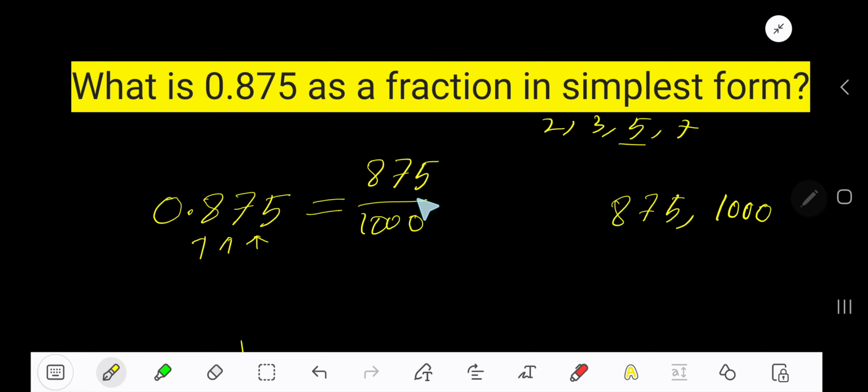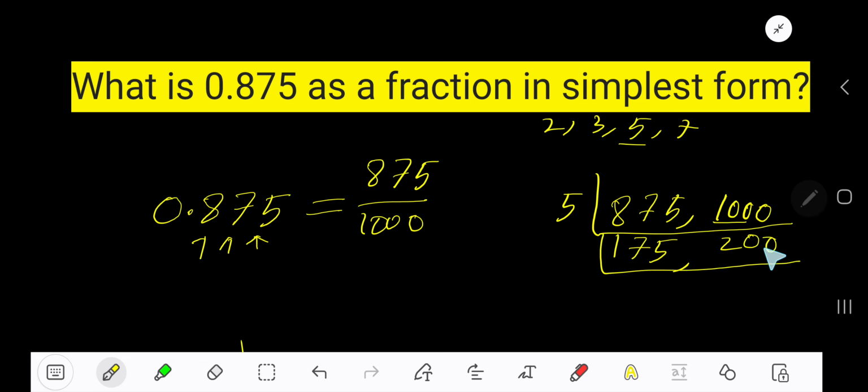To simplify this fraction, we need to divide the numerator and denominator by the greatest common factor or divisor. So how do we find that? 2, 3, 5, 7 are prime numbers. Both numbers are divisible by 5, but not 2 and 3. So if you divide, then what will you get? 175, and if you divide, 200.